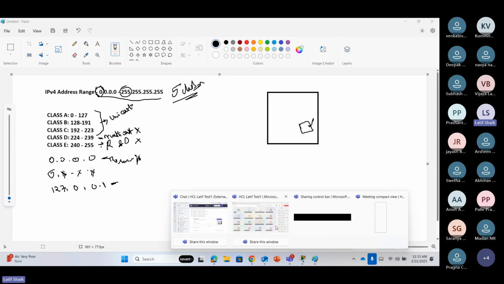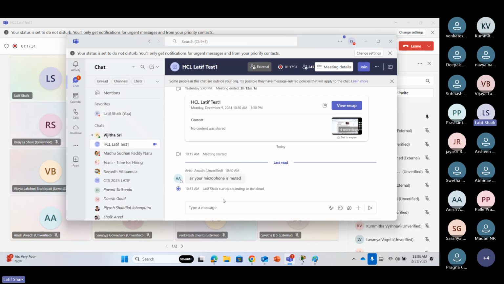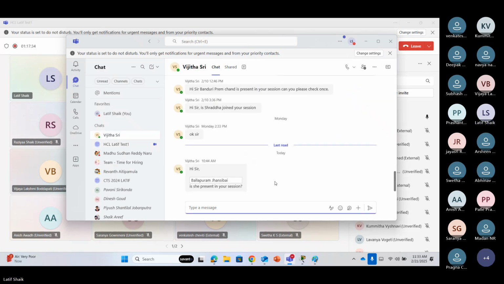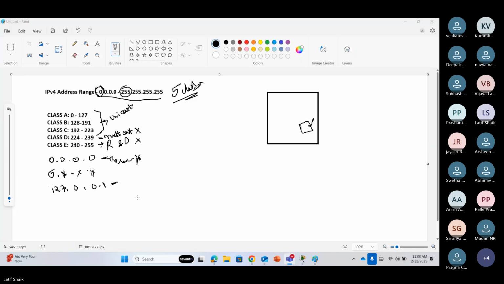127.0.0.1. Okay, this is also a reserved IP address, for loopback purpose, and it is the IP of localhost.